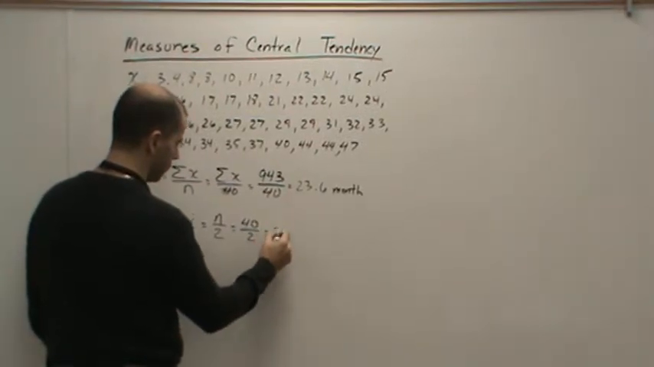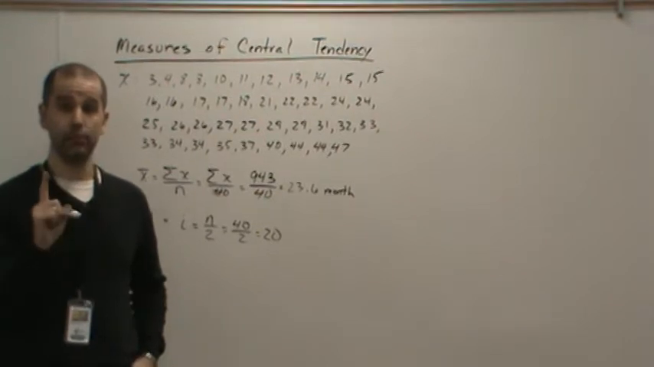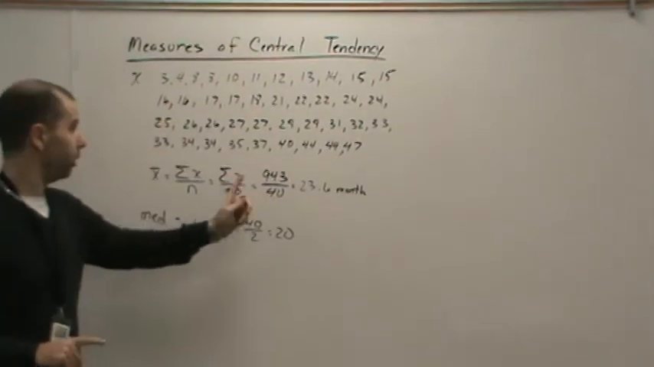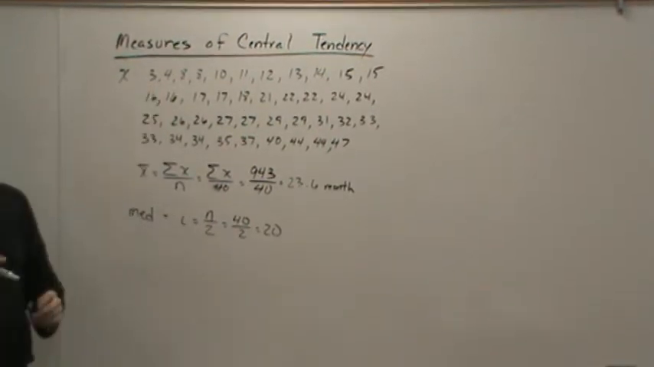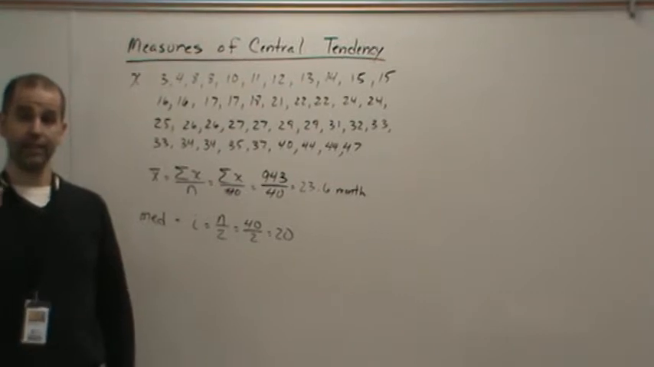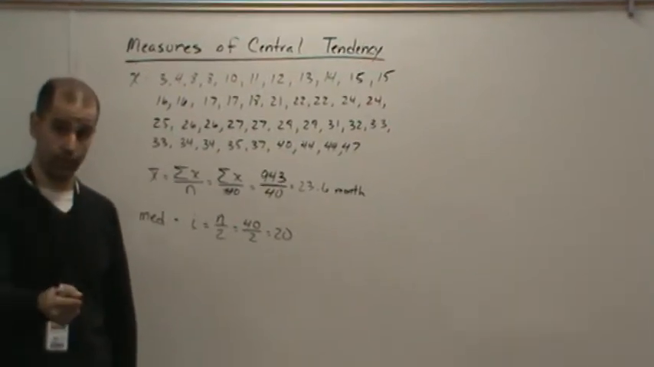40 divided by 2 is 20. So I'm going to count to the 20th position. And it doesn't matter if I start at this end or if I start at this end. I'm going to count out 20, and that's going to give me the first number I need. And then all I have to do is just take the next one.